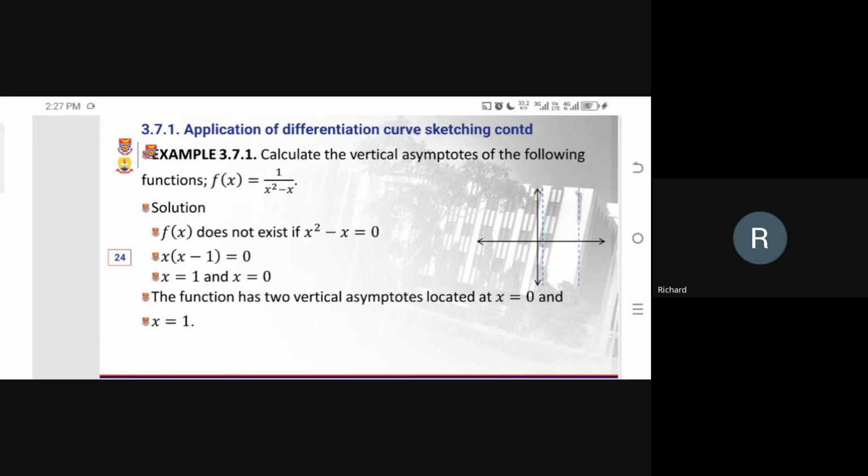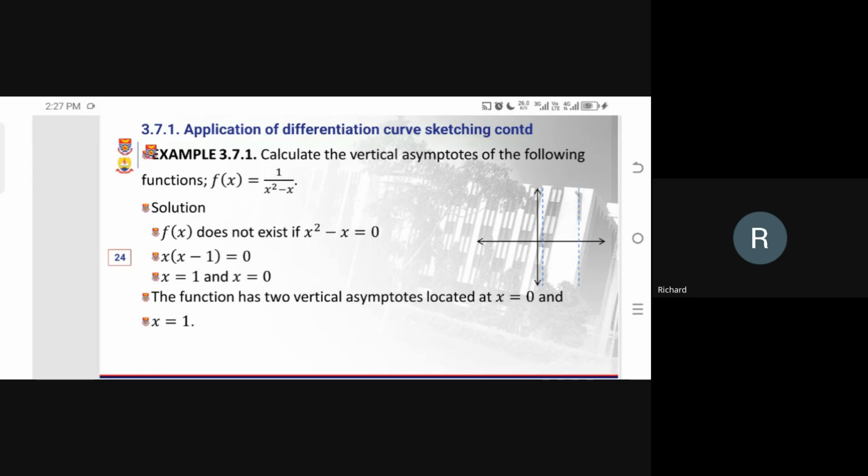f(x) = 1 over x squared minus x. This is a rational function, p over q, and we always know that q should not be equal to 0. So if you want to find the vertical asymptote for this particular function, you equate the denominator to 0 so that you will be able to find the point on the x-axis which makes the function undefined.